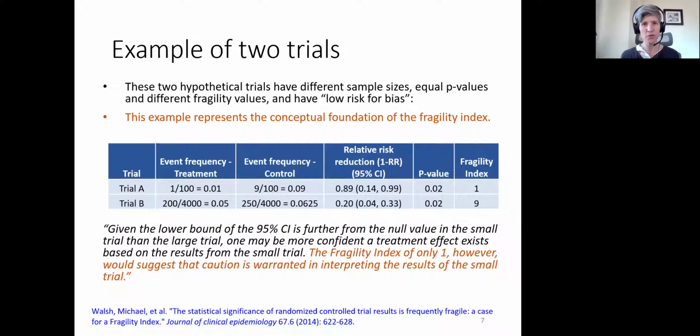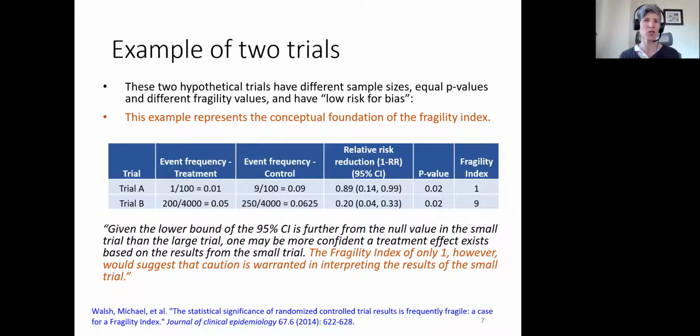This is interesting for 2 reasons. Number 1, it can help us understand by exploring mathematically which trial has more statistical evidence. It helps us understand from a perspective of probability what's going on and whether this fragility index is capturing something different from the p-value.